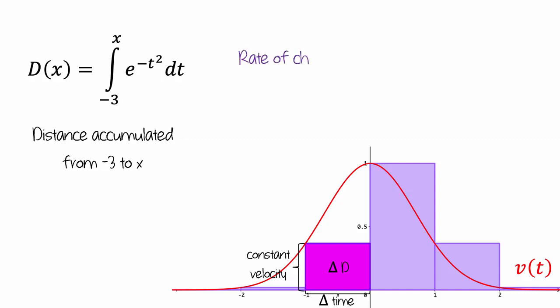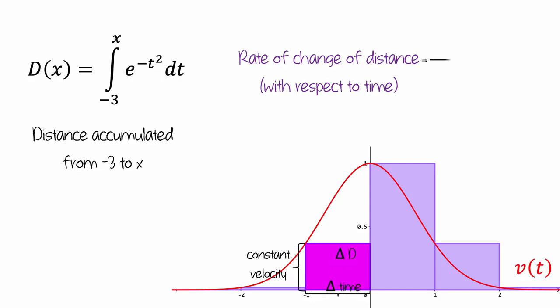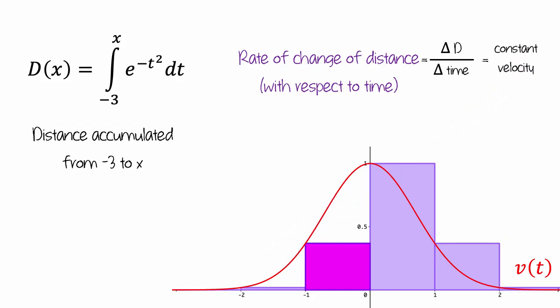Let's think about the rate of change of distance with respect to time, just for the interval between -1 and 0 seconds. Since we're assuming the velocity is constant, then the rate of change of distance is the ratio of the amount of change in distance and the amount of change in time. When we do this, we're dividing the area of the bar by its width, which gives us its height, which is representing the velocity of the car.